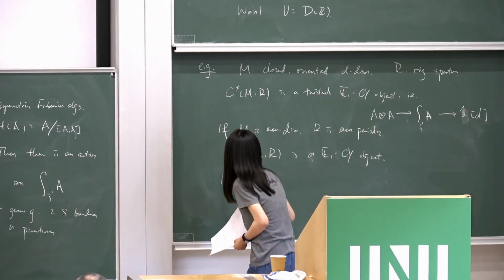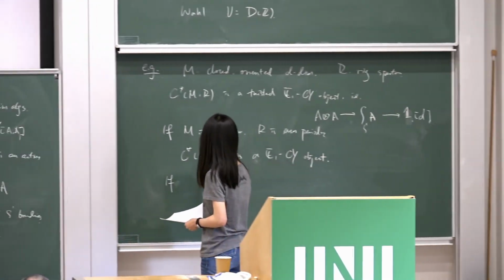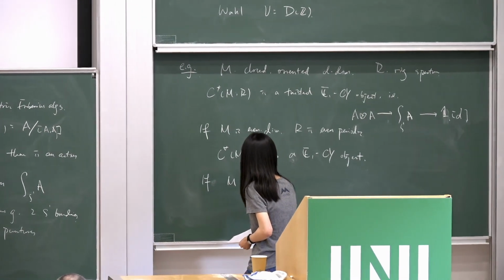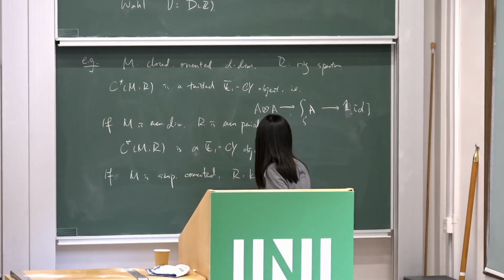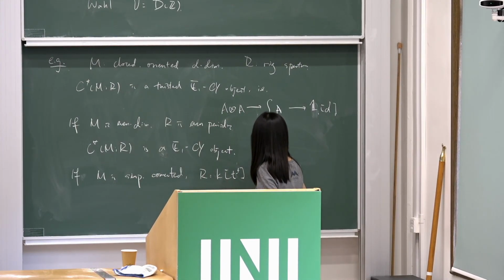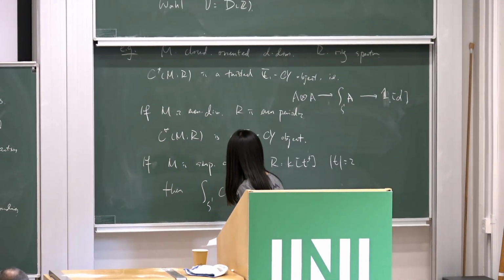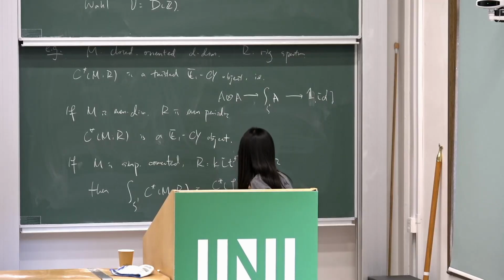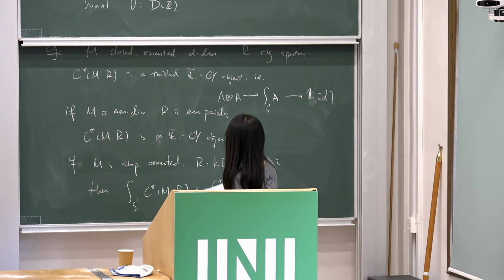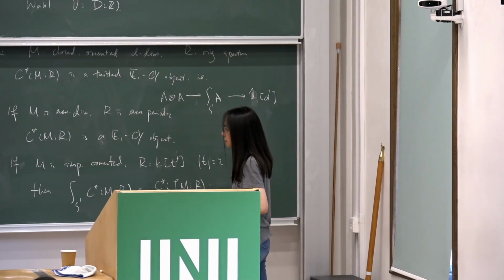And if we look at an even more special situation, where we can actually identify the THH of this Calabi-Yau object: if M is furthermore simply connected, and R is K adjoining a polynomial generator t, where t is in degree 2 and K is a field, then we know that the THH of the cochains on M with values in R is really the cochains on the free loop space of M. So now we can apply our theorem very concretely and say that all of these moduli spaces act on the cochains of the free loop space with coefficients in R.